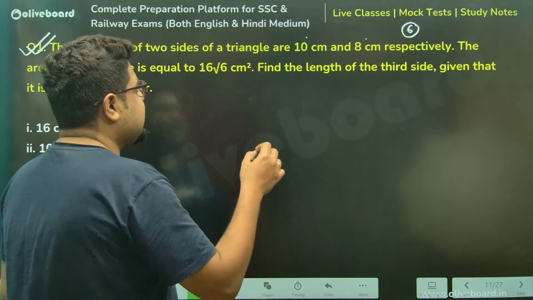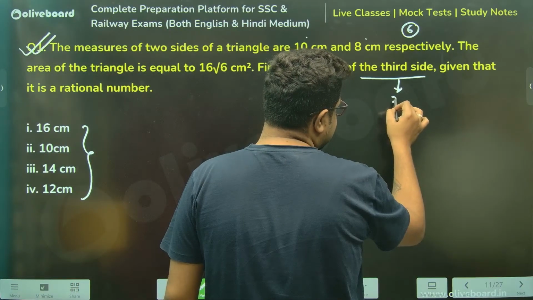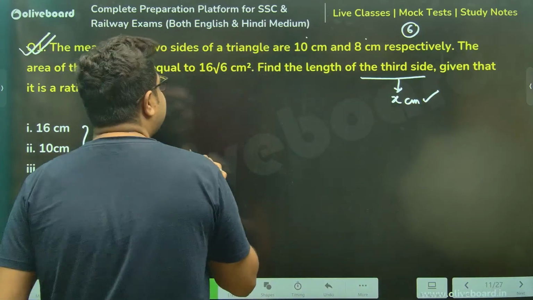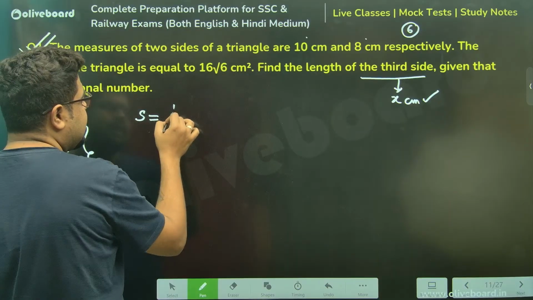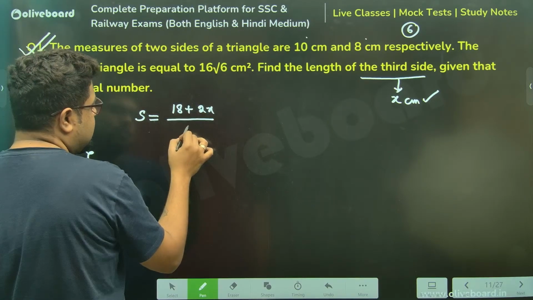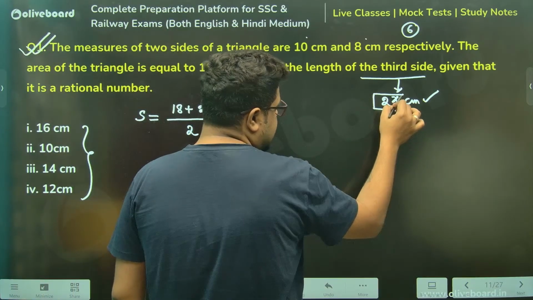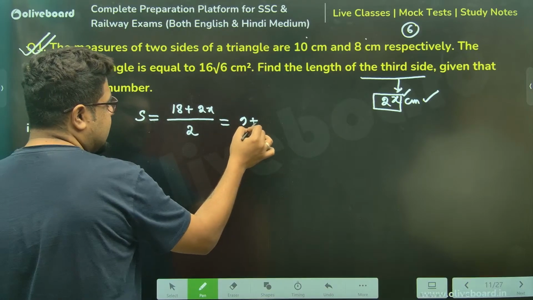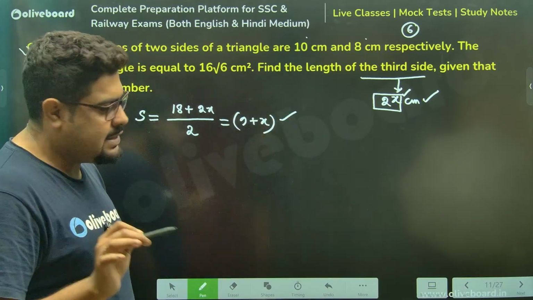So I can take the third side length as x. Correct? So semi-perimeter is 18 plus 2x by 2. Meaning I'm taking not x but 2x. Okay? A little easier. Why? Because s will come out as 9 plus x. Easier to calculate, that's all, nothing else.